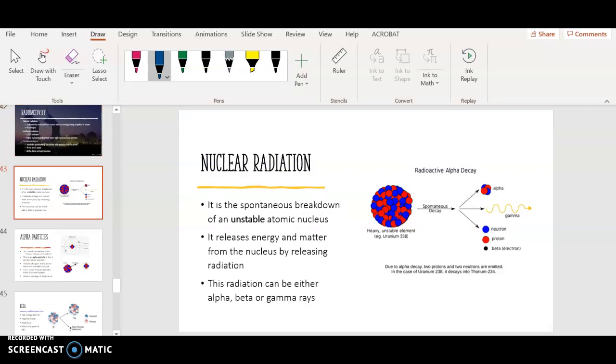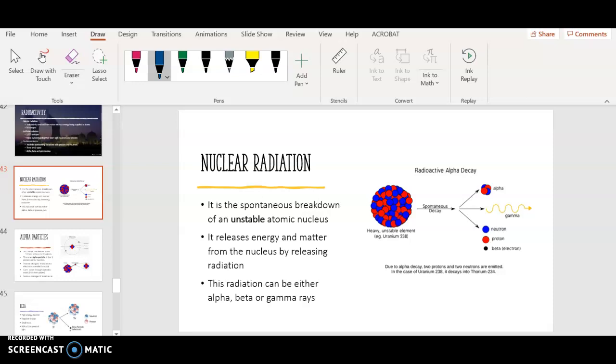Okay, so nuclear radiation is the spontaneous breakdown of an unstable atomic nucleus. We talked about isotopes before. They are unstable because the neutrons and protons are not bound together strongly. So when it's unstable, it will start to break down, and when it's breaking down, it releases energy and matter from the nucleus in the form of radiation.